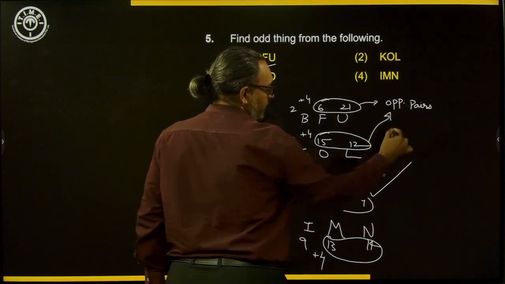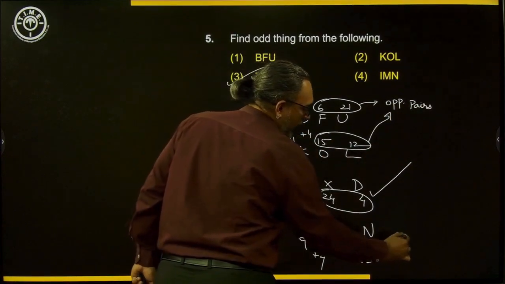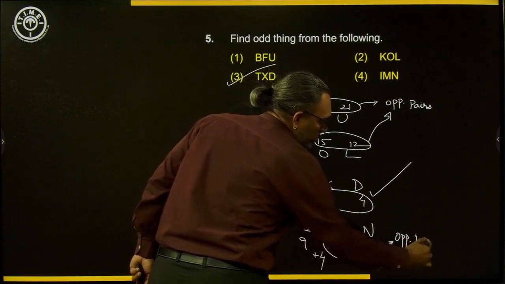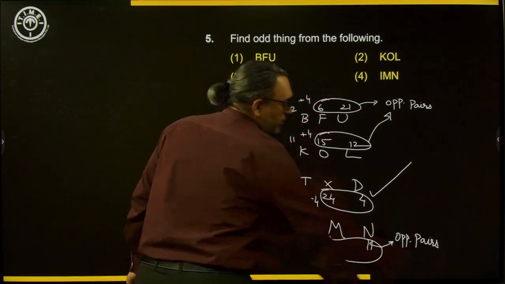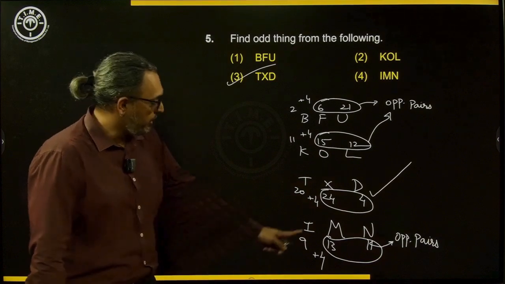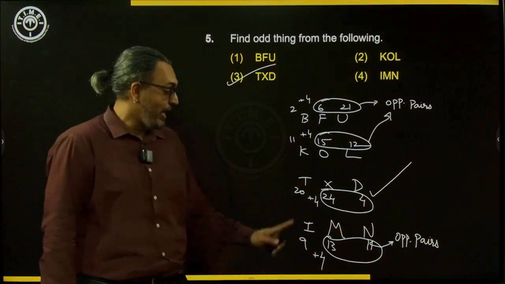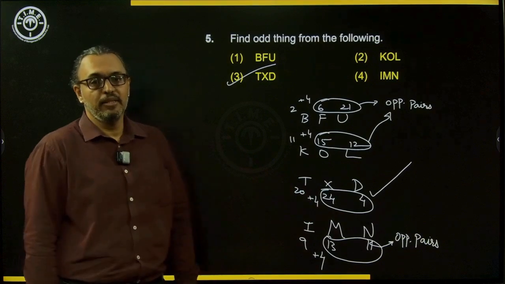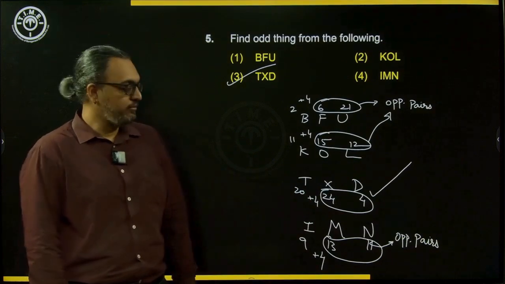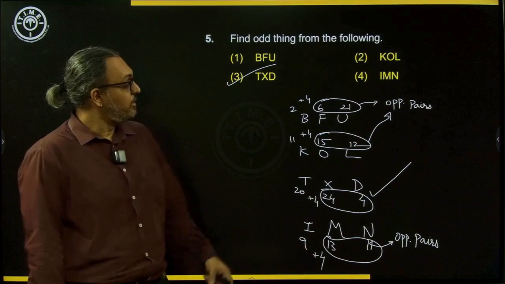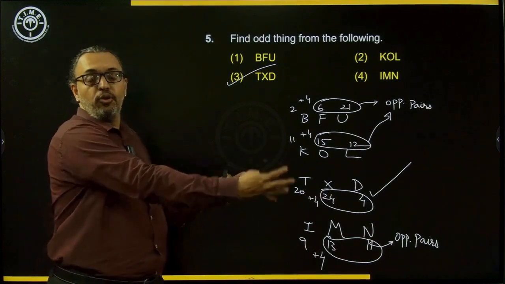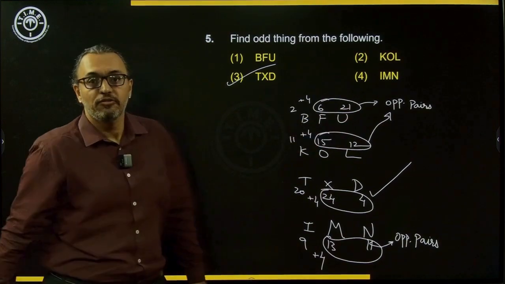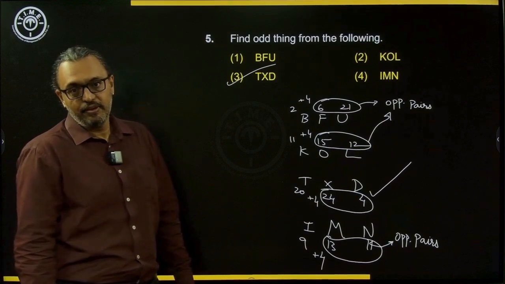You are all having opposite pairs because by adding the two numbers, you are getting 27, correct? But here you are getting 28. So XC should have been there. 24 and 3, 27. But that is not happening here. So that is the logic: +4 and then opposite pair of the second alphabet. Got it?